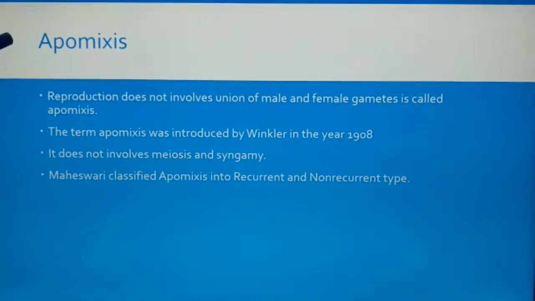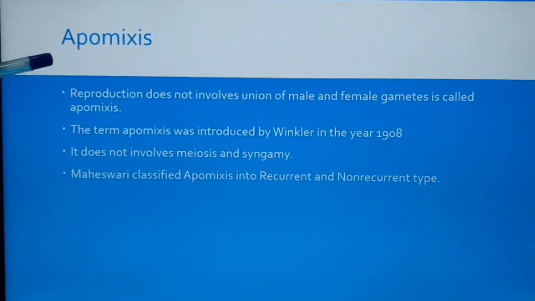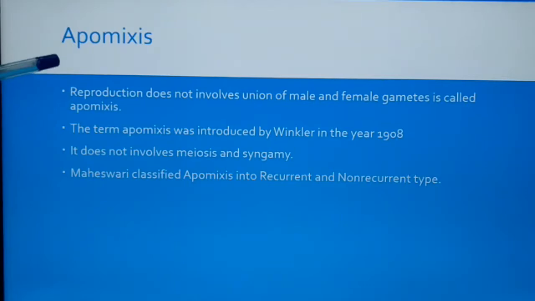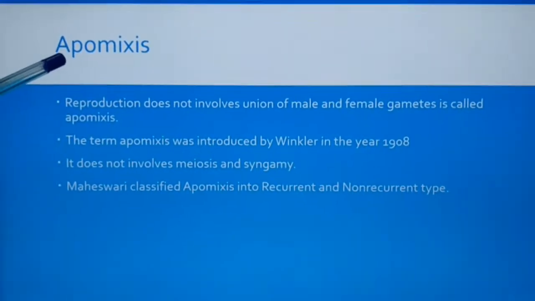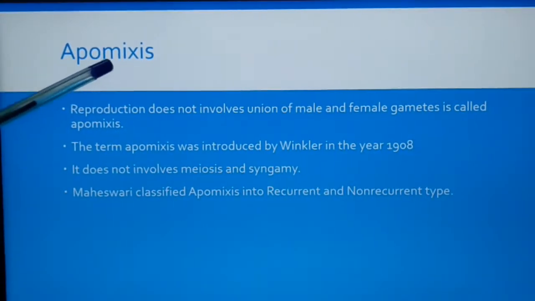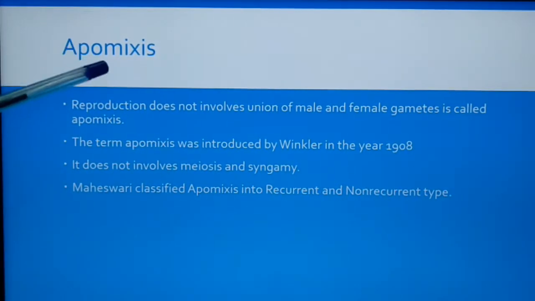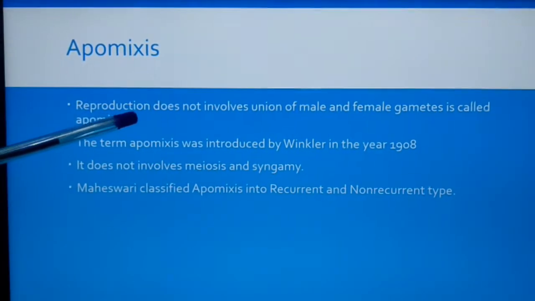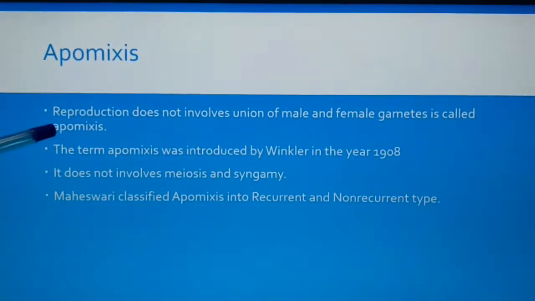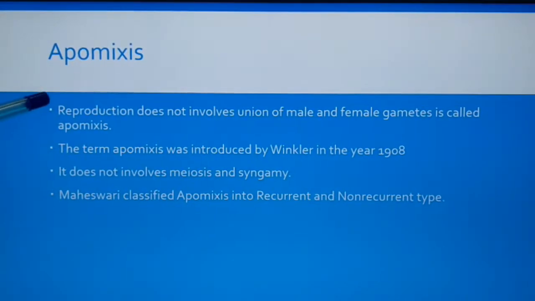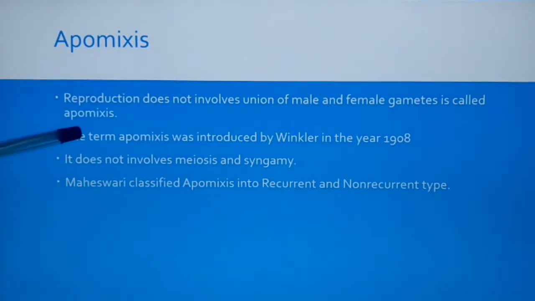The next topic is apomixis. Apomixis is the formation of seed without the fusion of male and female gametes. The term apomixis means: apo means away from, mixis means act of mixing. So without the union of male and female gametes, seed formation takes place. It is called apomixis. Apomixis is another type of asexual reproduction, and it mimics sexual reproduction.